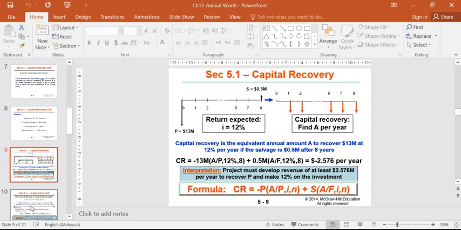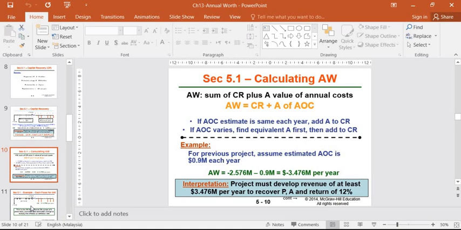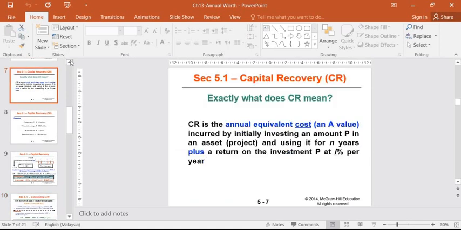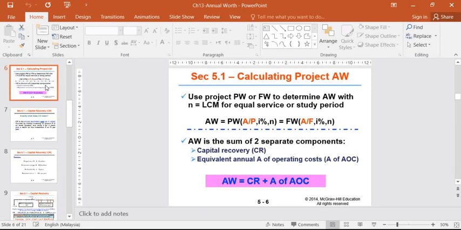Next, this is how we calculate the annual worth. Annual worth is the sum of CR plus the A value as annual cost. So you know how to get CR, then you have to get the A of AOC. AOC is equivalent to the annual operating cost. The A of operating cost.